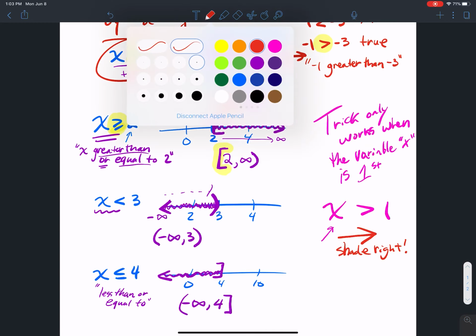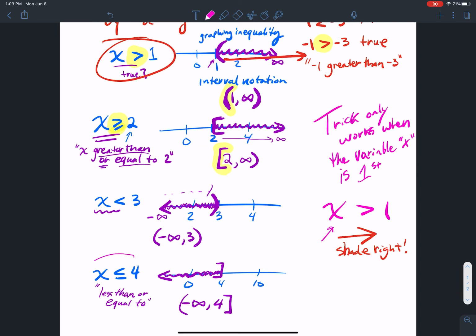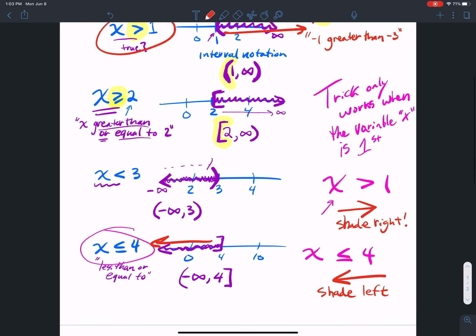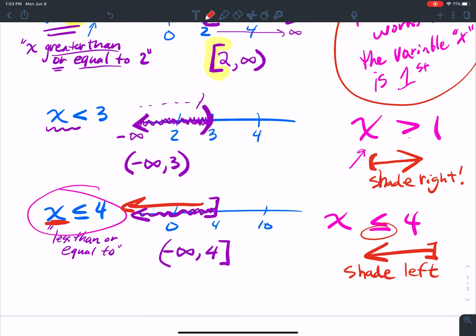And then maybe in this problem here, I had x less than or equal to 4. Okay, the inequality here is telling me what? It's telling me to shade to the left. Okay, so a shade to the left. Okay, and the bar underneath tells me it's a solid, and the no bar tells me it's a parenthesis. Okay, so remember this trick, it only works if the variable is first.